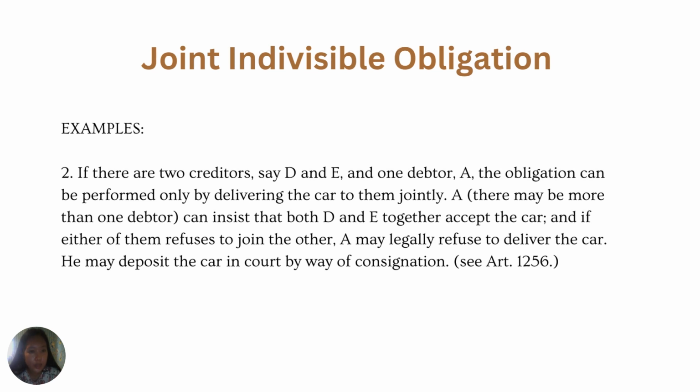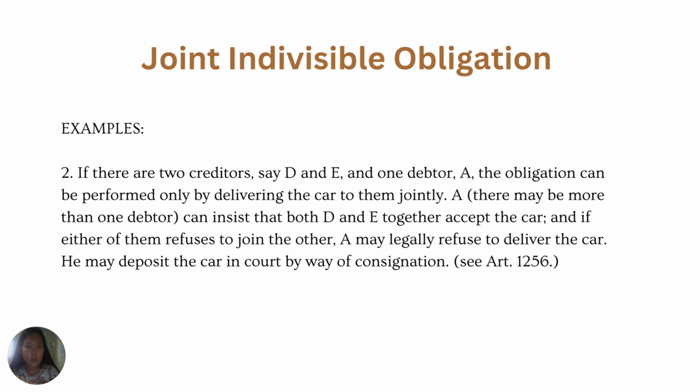So second example, if there are two creditors, say D and E, and one debtor, A, the obligation can be performed only by delivering the car to them jointly. So A can insist that both D and E together accept the car, and if either of them refuses to join the other, A may legally refuse to deliver the car. He may deposit the car in court by way of consignation.